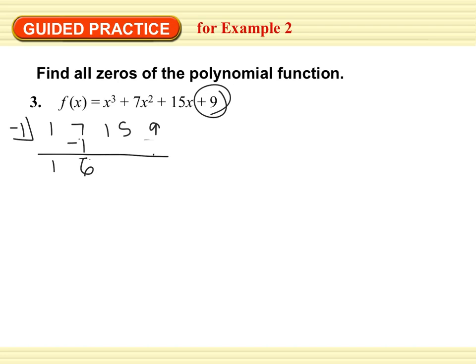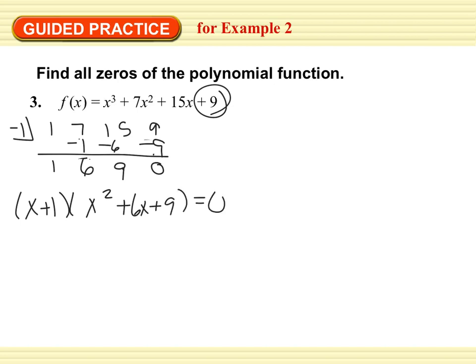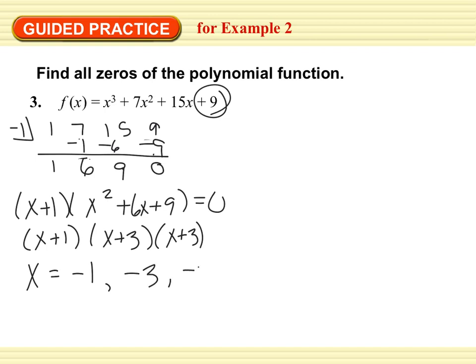Multiply, add, multiply, add, and multiply and add. Cool. So I'm down to squared. So far I have x plus 1 times x squared plus 6x plus 9 equals 0. x plus 3 times x plus 3. So that gives me x equals -1, -3, and -3.